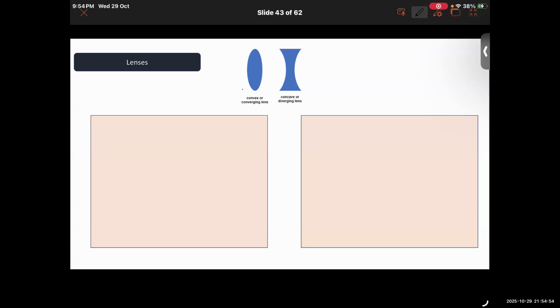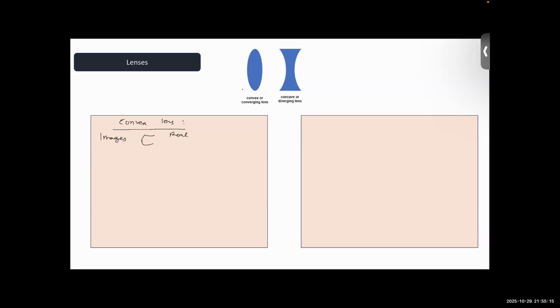It depends upon the object's distance from the lens, like how far the object is standing in front of the lens. Understanding that? Yeah. So convex lens images can be either real or virtual.